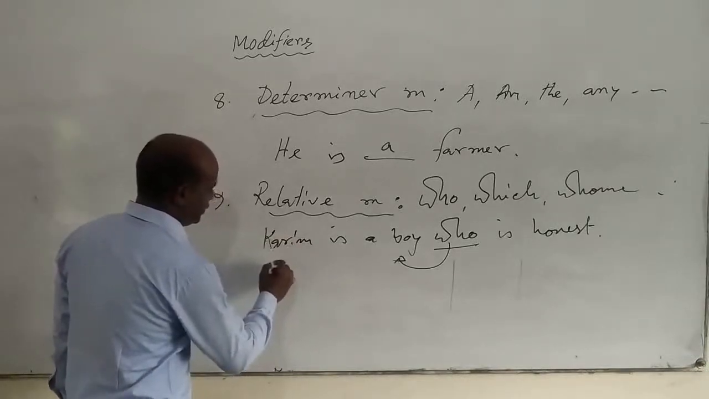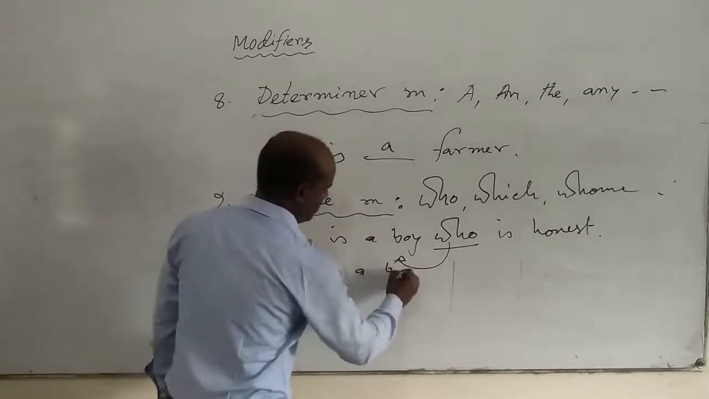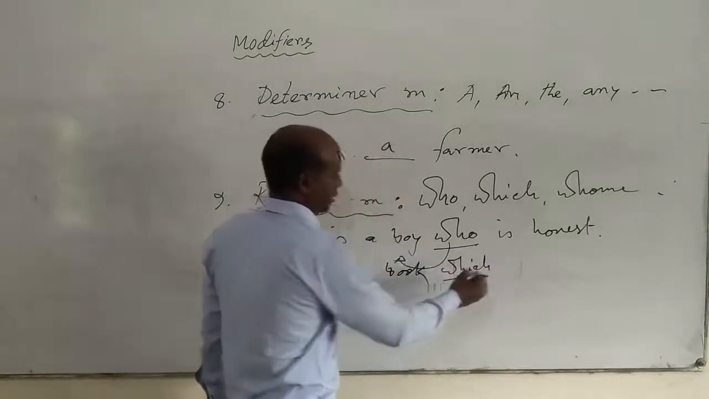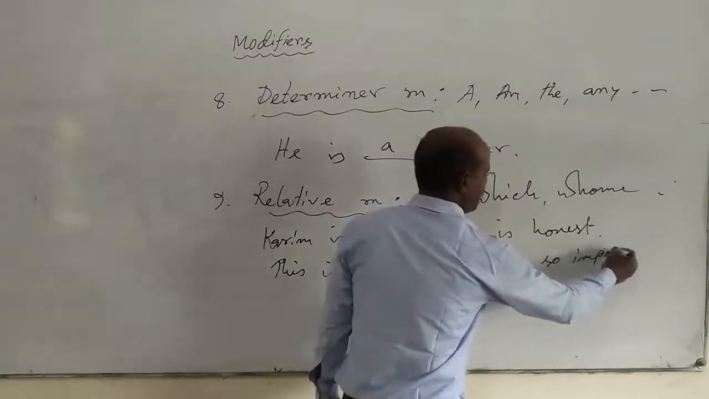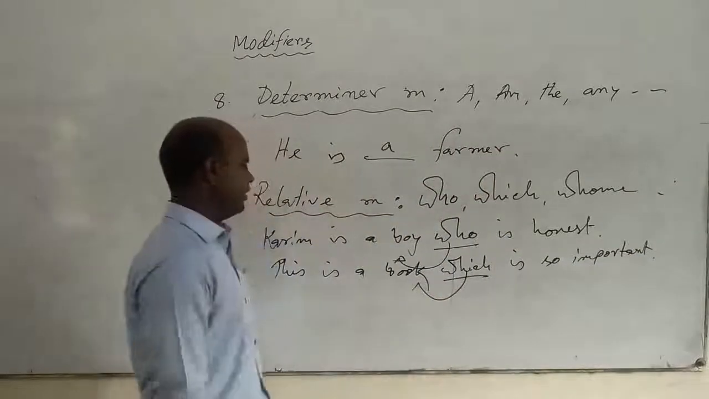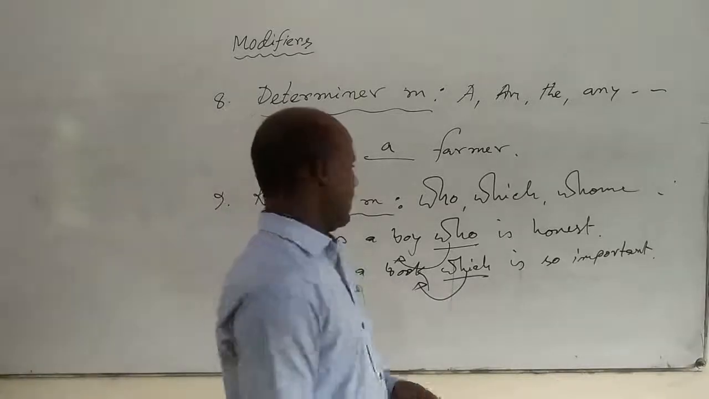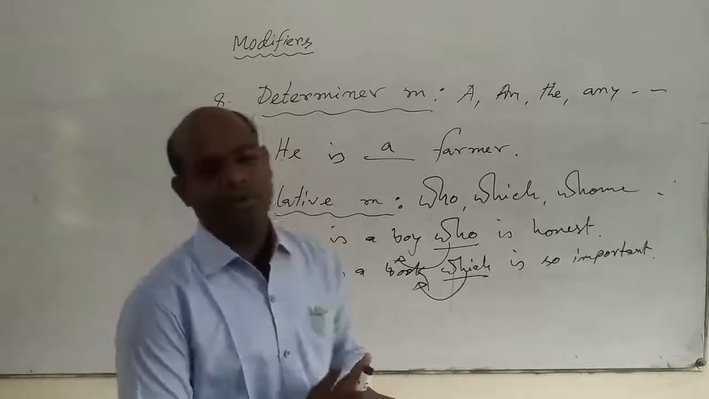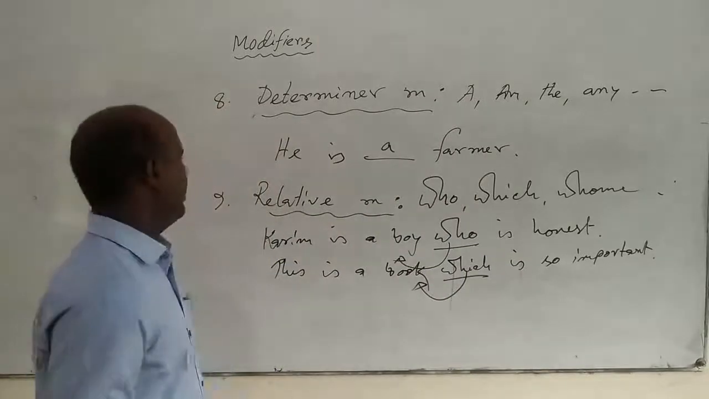But if you say this is a book, then we will use which, which is so important. Here which modifies or connects or relates with a book. Book is a thing and boy is a person. So book is a thing, that means we use which. It has another name, relative modifier.